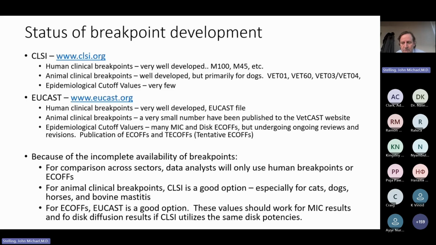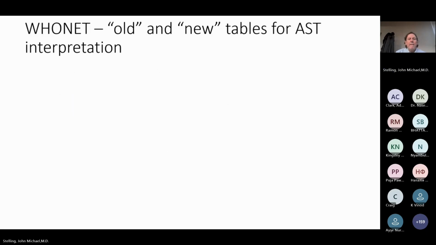The methodologies are similar enough that you can apply European breakpoints and European ECOFs, with some caveats to the experts on the call. But generally, you can use the breakpoints as long as the disc diffusion potencies are the same. If CLSI uses a 5 microgram disc and UCAST uses a 5 microgram disc, you can use the values. If CLSI has a 5 microgram disc, but UCAST has a 20 microgram disc, you cannot use those numbers.